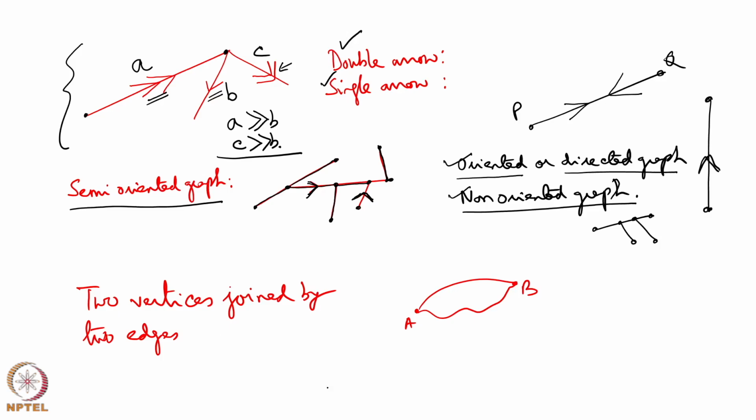We usually join the two vertices by a single line or a curved line. M and N are the two vertices joined by a single line, but there are some cases where the two vertices A and B can be joined by two lines if required.